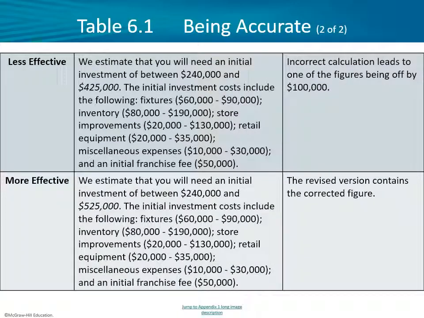Now let's see what we have here. It looks like a big block. Oh my goodness, do I have to wade through this? They've got a bunch of information, a bunch of numbers, big sums of money all throughout this thing. Let's see what happened. Incorrect calculation leads to one of the figures being off by $100,000. That's a pretty serious problem. $100,000, that'd be pretty bad to mess up. So just make sure you have the correct figures.